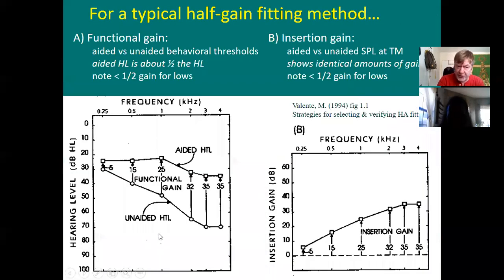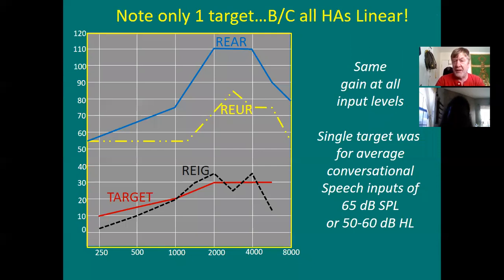Okay, so functional gain on the left, less than half gain in the lows, half gain, half gain, half gain, half gain. Insertion gain, look at how the numbers are identical. Okay, again, it's not the difference in the method per se, it's just the method of measurement. All right, and they all had one target because hearing aids in those days were linear. Same gain at all input levels. Now, if I ask you on a quiz or a midterm, linear hearing aids gave the same gain at all frequencies, true or false?